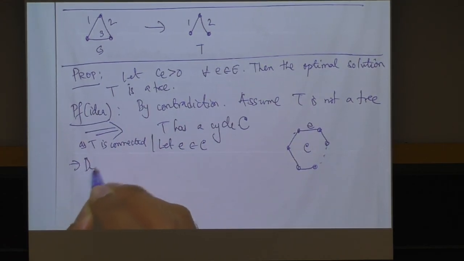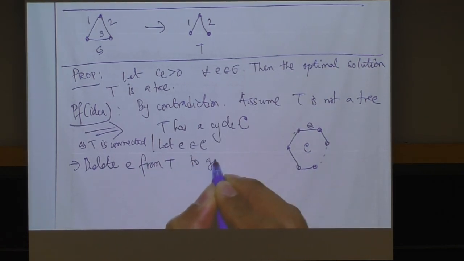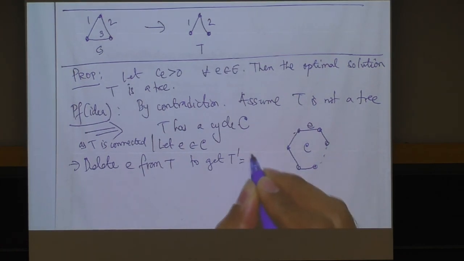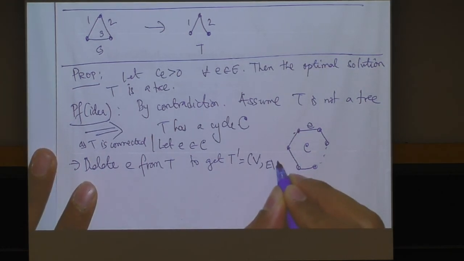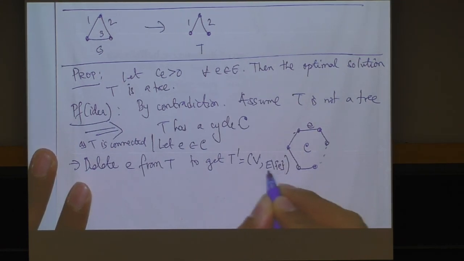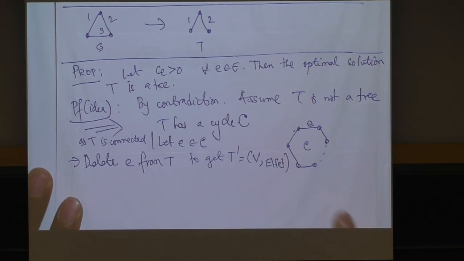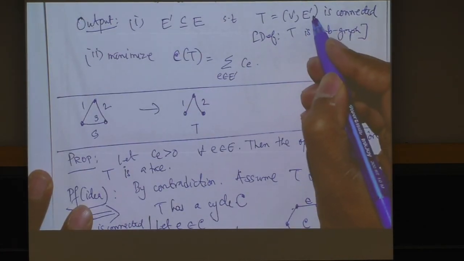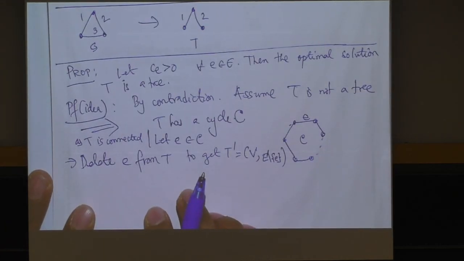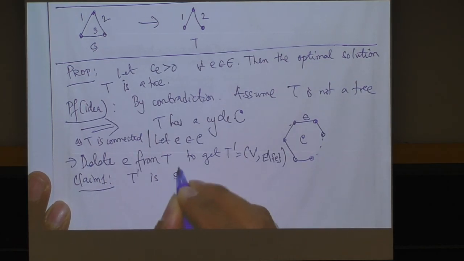So what we're going to do is delete e from T to get T prime. What this means is the set of vertices is still the same, but the set of edges has one less edge. In particular, it doesn't have e anymore. Remember this is the set difference. So I'm throwing away the edge little e from the set of edges E. Oh, sorry. I should have a prime because I think I used E prime over here. And so the first claim is that T prime is still connected.